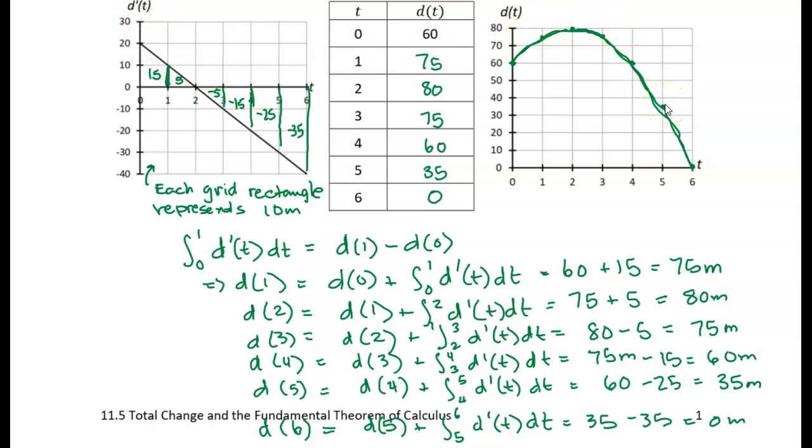Now, wouldn't it be nice to actually have some sort of actual function for that curve? And that's where we're going with this. But I've got only one more example, and it's not a physics problem. For you financial people, you'll be glad to know that it's a marginal cost problem.